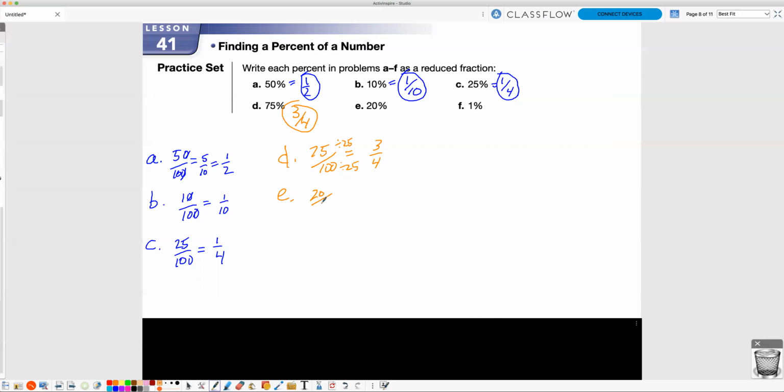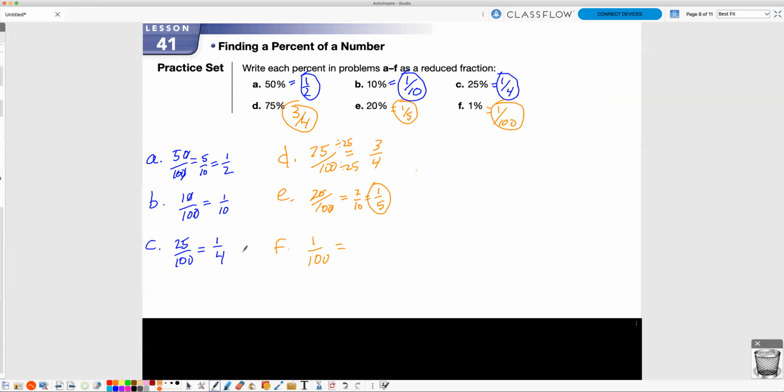You'd have 20 over 100, which equals, in this case, I could take the tens out of it, and I'd end up with 2/10, but then I have to recognize they're both divisible by 2. That'd be 1/5 for the final reduced fraction of 20%. And letter F, 1%. 1% is the same as 1 over 100. That one can't be reduced.